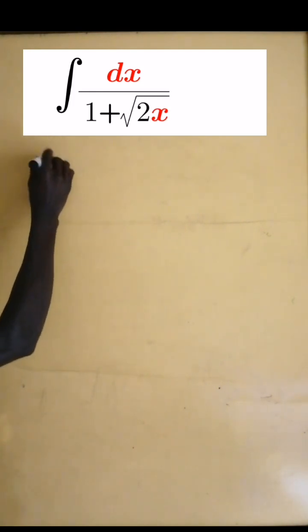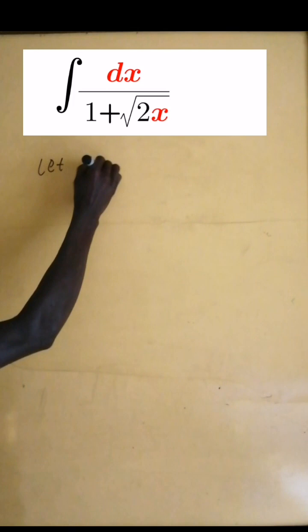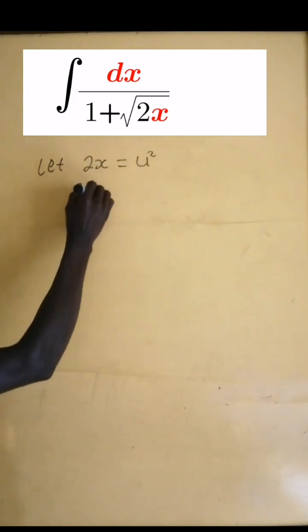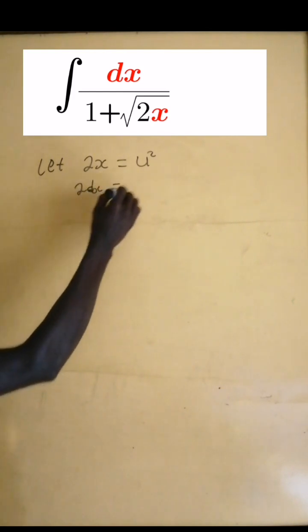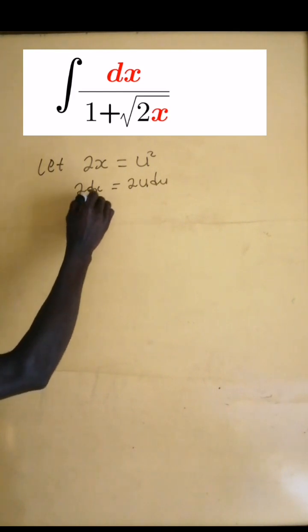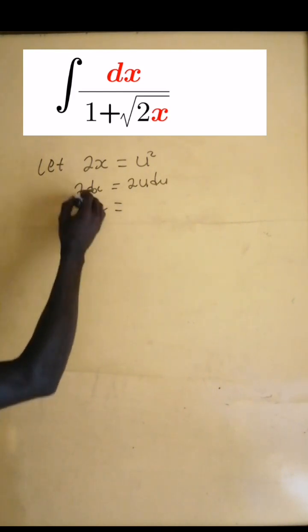Now, if we let 2x equals u squared, then if we differentiate this, we get 2 dx, and if we differentiate u squared, we get 2u du. Now, this gives dx equals u du.